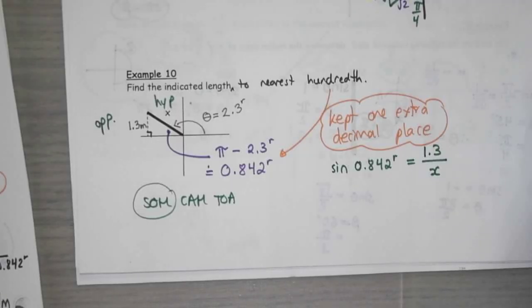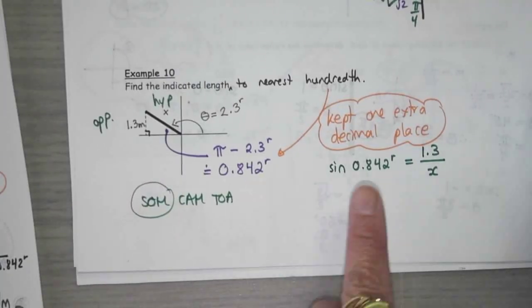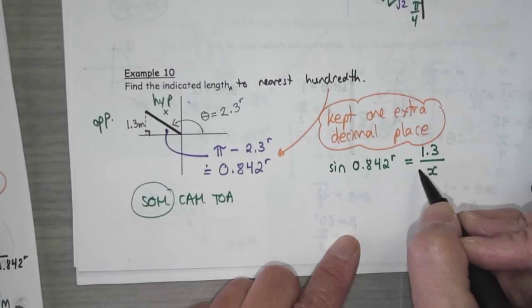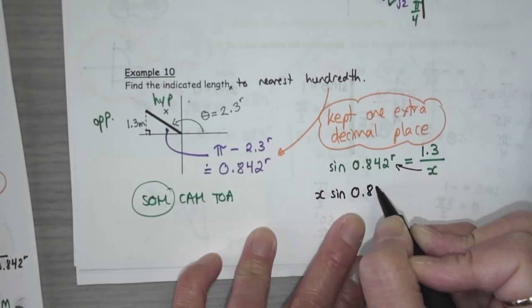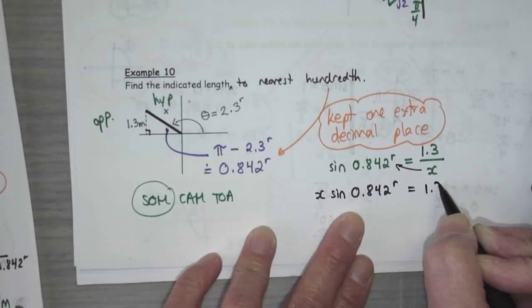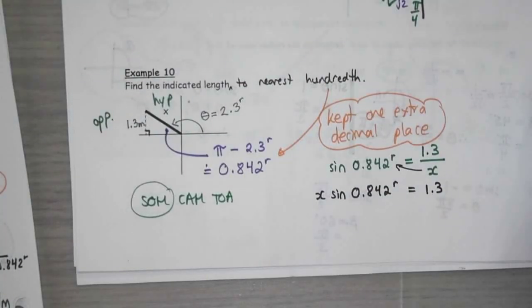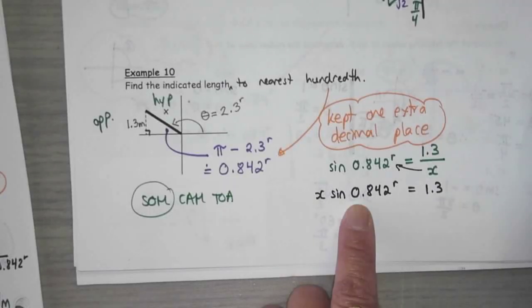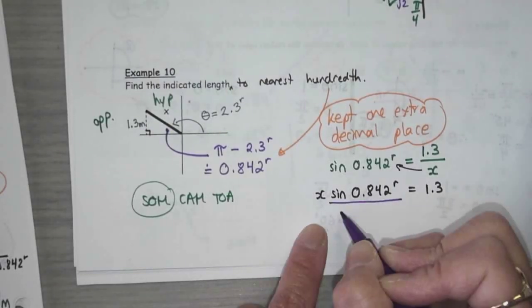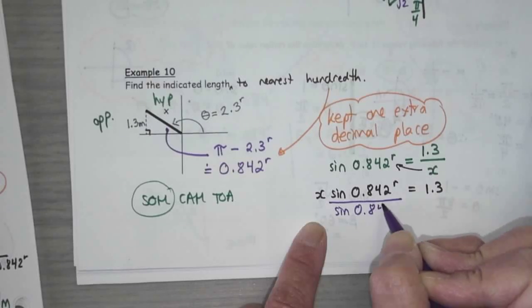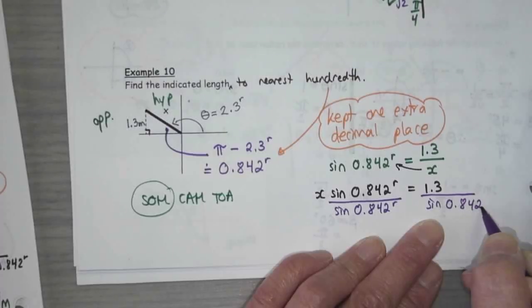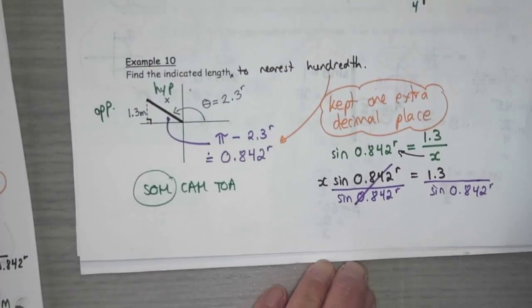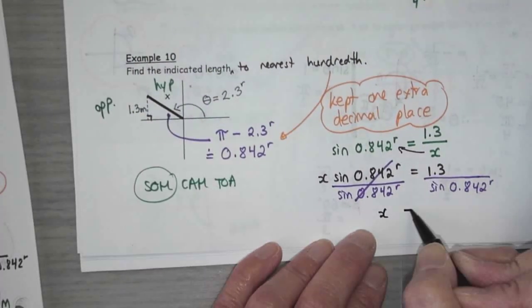The setup is usually the hardest part. So just picture degrees, find the missing angle, and SOHCAHTOA. Then I'm going to bring this up here. So x sine 0.842 radians equals 1.3. To get rid of this, I divide it away. You can do this faster if you can, but just to show you my steps, that cancels off and then you're left. So x is going to be approximately.